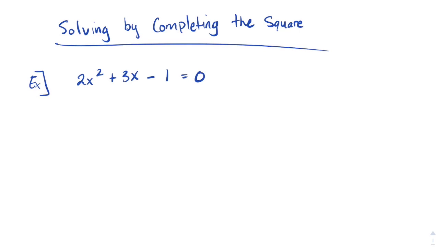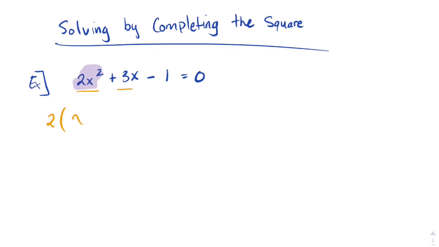Now when we complete the square, we need to make sure that our leading coefficient, okay, so this is our leading term, 2x squared. The leading coefficient is 2 in this case. You need to make sure that the leading coefficient is always 1. Therefore, to actually solve this problem, we're going to have to factor out the 2 from the first two terms.